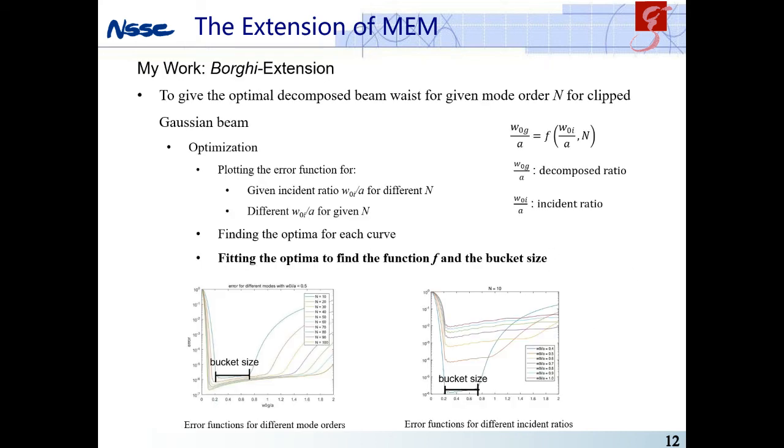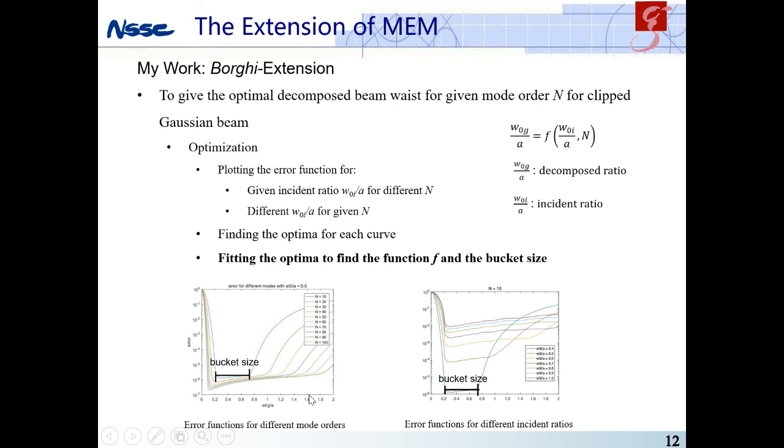To find the function f, I plotted the error function in 2 different aspects. In the left picture, it shows the error functions of fixed incident ratio for different mode orders. The x-axis is the decomposed ratio, and the y-axis is the error. You can see that with the increase of the mode order, the error becomes smaller and smaller. You can also see that there is an optimal for beam parameters in the decomposition. You can also see that the error only slowly decreases with an increase of the mode order.